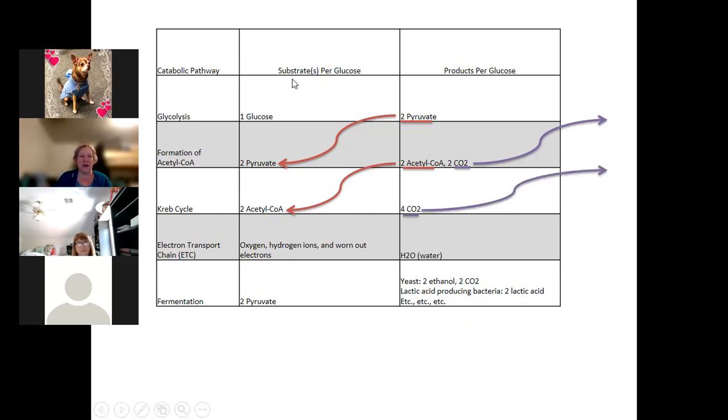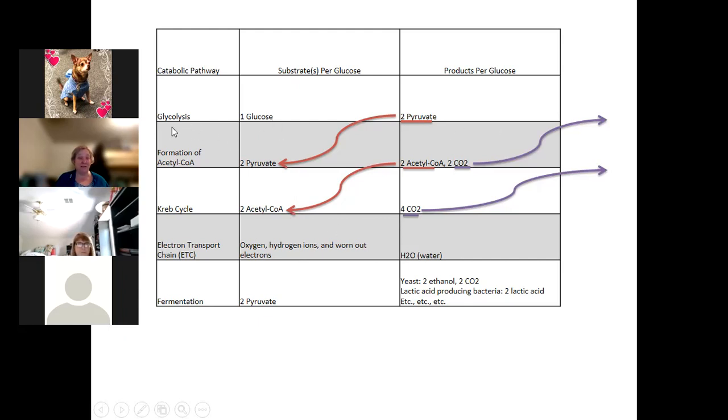So the substrates per glucose are oxygen and hydrogen ions. And why do I have worn out electrons? That goes over here in the products. I'm going to have to fix that. Ignore that one. This is where I typed this in and I'm realizing I made a mistake. So I'm going to go in and fix this and move worn out electrons over here to products for glucose. But we have oxygen and hydrogen ions as substrates. And then we get water as the final product. So that's aerobic respiration.